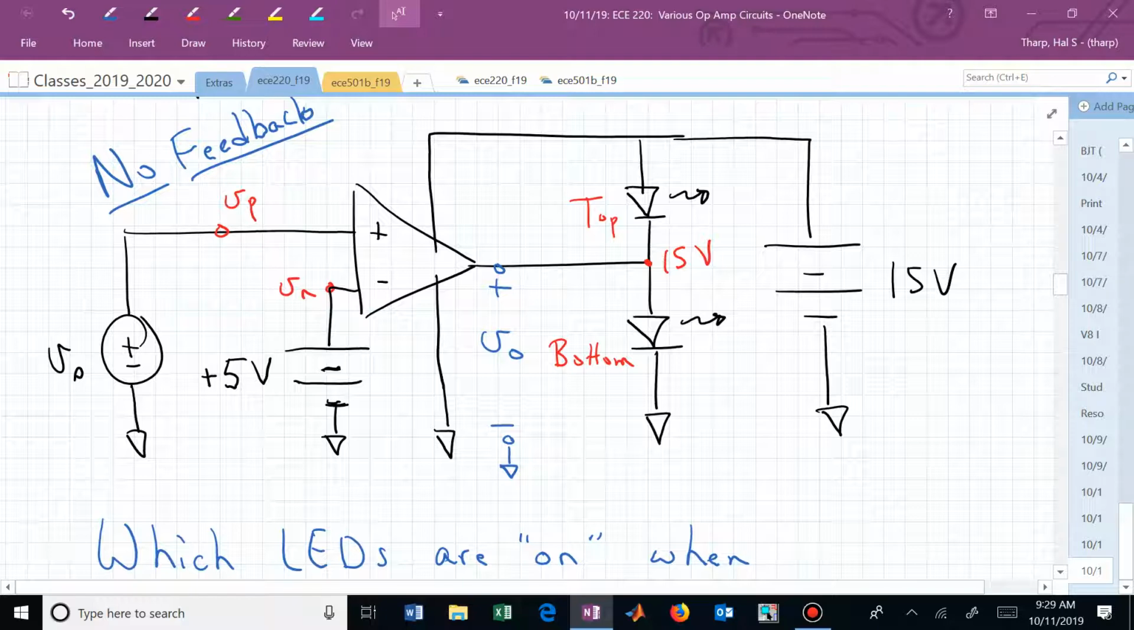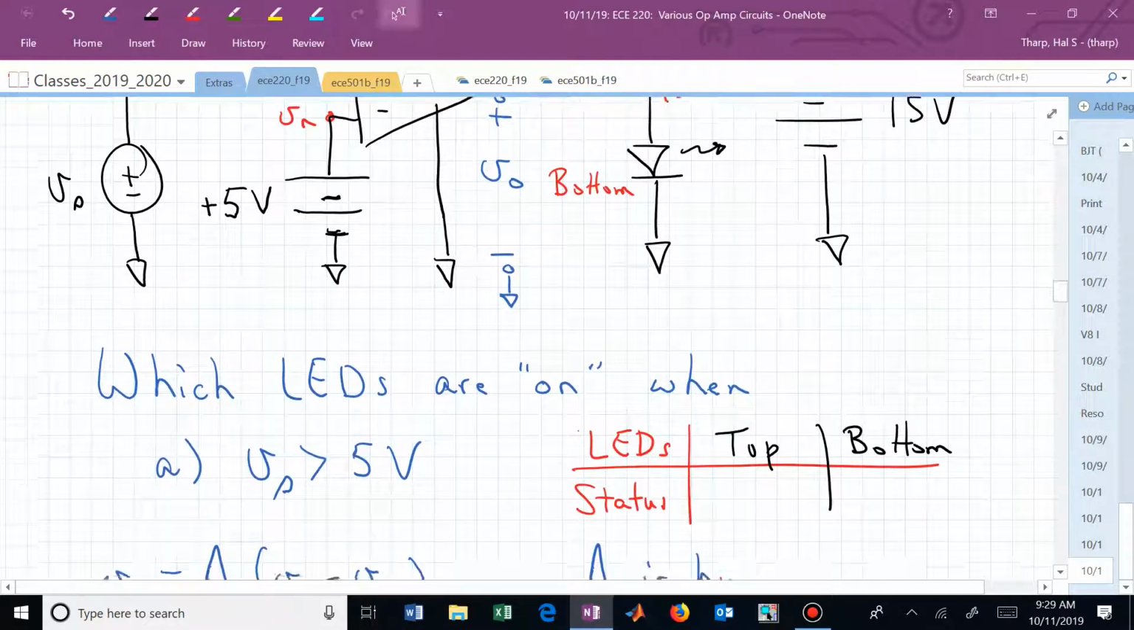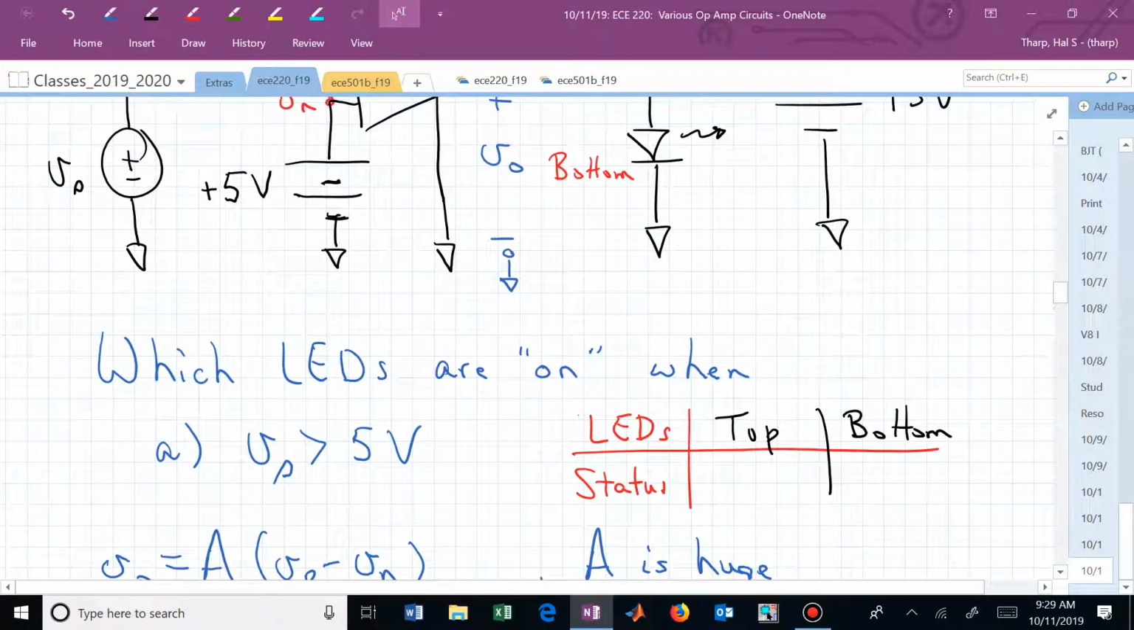What about the bottom LED? These LEDs are a poor choice because now we're driving it with 15 volts. We'd want to put a resistor in there, or we wouldn't see this on for very long. So poor design, but let's say these are very forgiving LEDs. So this one is now off, and that's on.